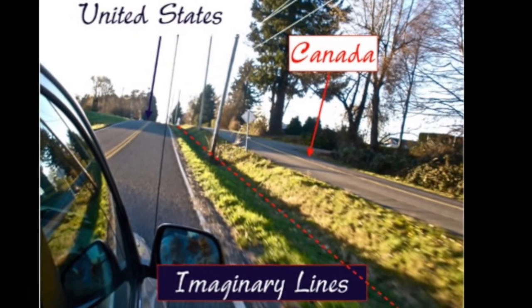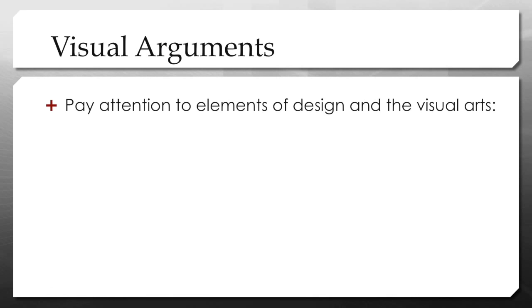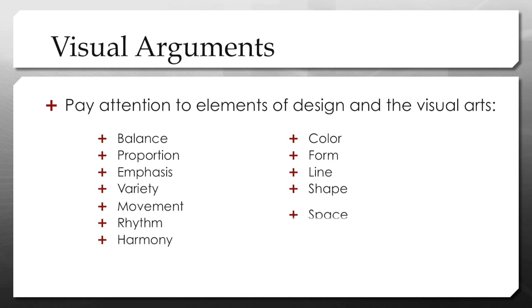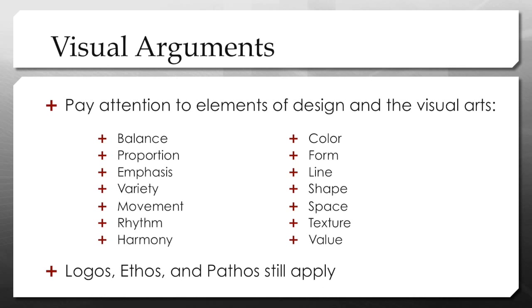When you make a visual argument, pay attention to the elements of design and the elements of the visual arts. These elements include balance, proportion, emphasis, variety, movement, rhythm, harmony, color, form, line, shape, space, texture, and value. Whether your graphics are informational, are arguments in themselves, or are a mixture of the two, remember that the same basic persuasive principles of logos, ethos, and pathos still apply. Graphics can be extremely helpful as you work to convey information, make your point, and keep your audience's attention. Use them as often as you wish.